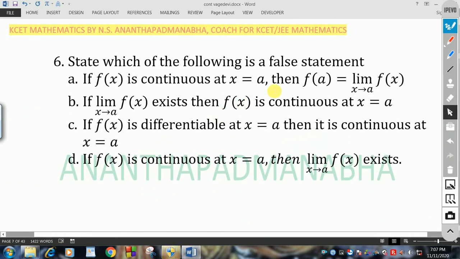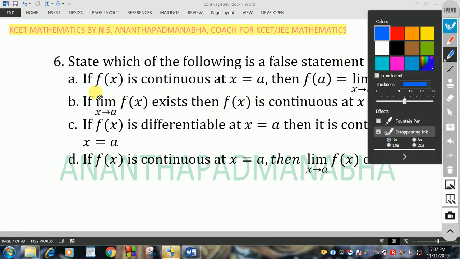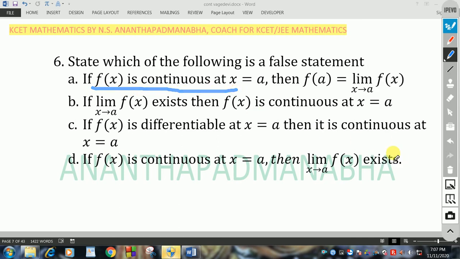State which of the following statements is a false statement. I have to identify the false statement here. If f of x is continuous at x equals a, then f of a is equal to limit of f of x as x tends to a. See, actually this is the definition of continuity. So option A is right, but it is not false. It's not wrong. It's the right definition. Limit of f of x as x tends to a is equal to f of a.